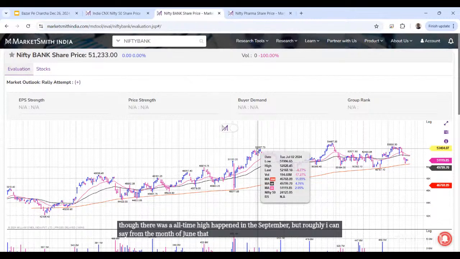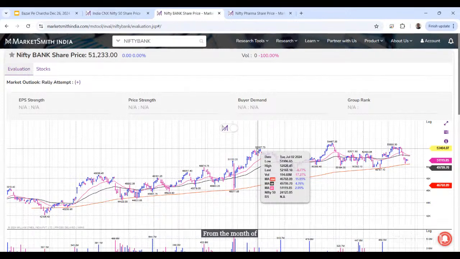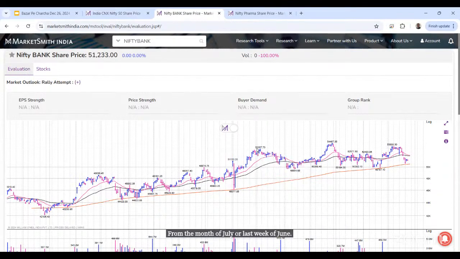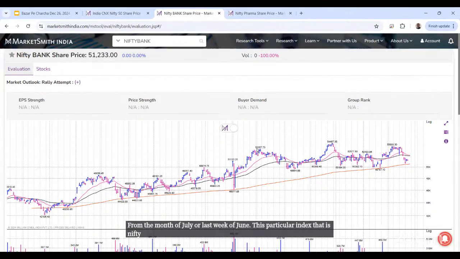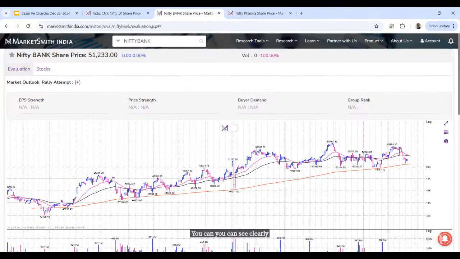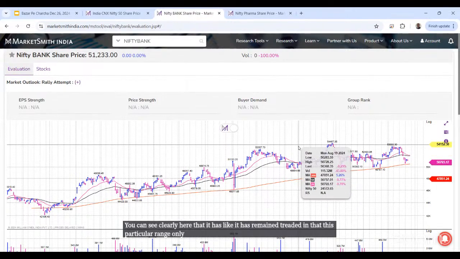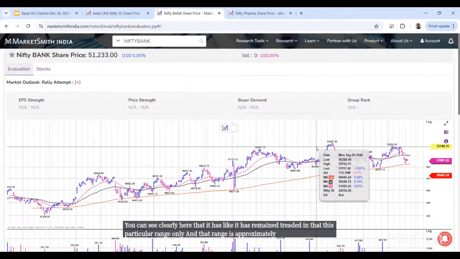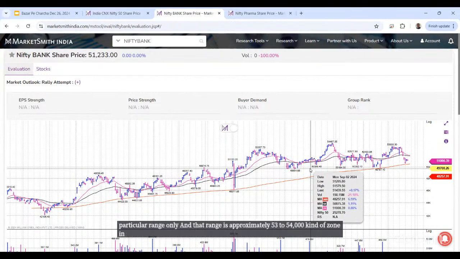I can say the second half of the calendar year almost, from the month of July or last week of June, this particular index, Bank Nifty, which is a major sectoral index and has the biggest weightage in Nifty, has done nothing actually. You can see clearly here that it has remained traded in this particular range only, and that range is roughly the 53,000 to 54,000 zone on the upside, and approximately the 49,000, 50,000 zone on the downside.